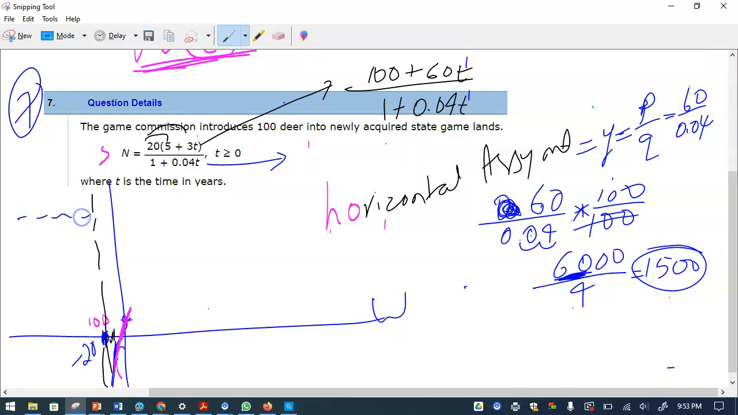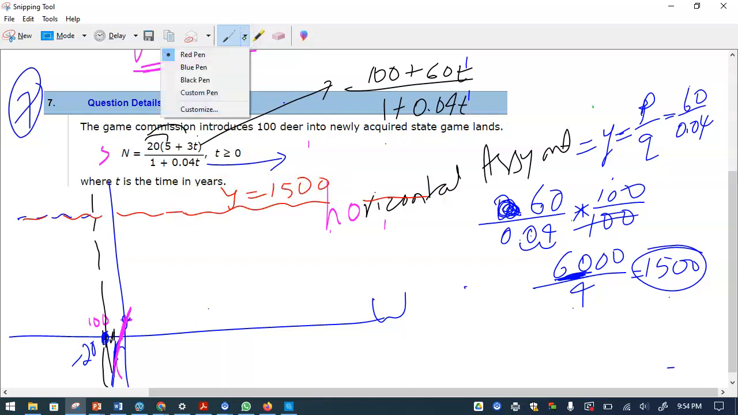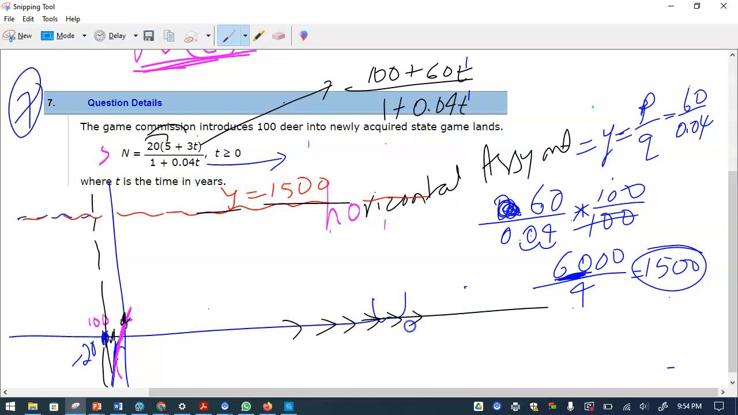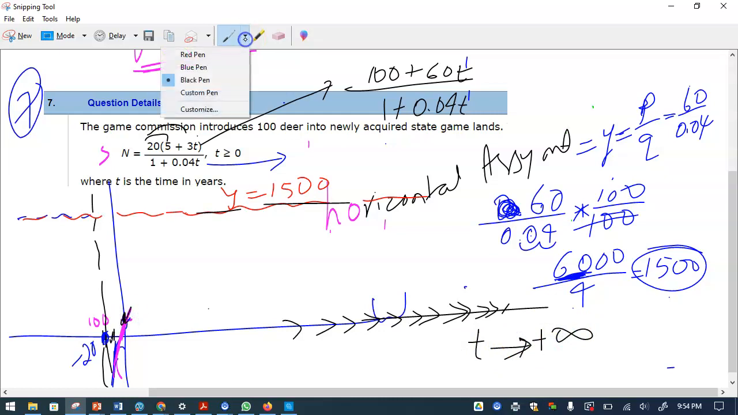Let me graph it. Let me use a different color. So this is the horizontal asymptote, which is y equals 1,500. What it means is the population starts at 100, and as the years go on increasing to very large numbers, many years, 10 years, 20 years, 30 years, 100 years, the behavior of the deer population is that it almost goes closer to this number, which is 1,500.